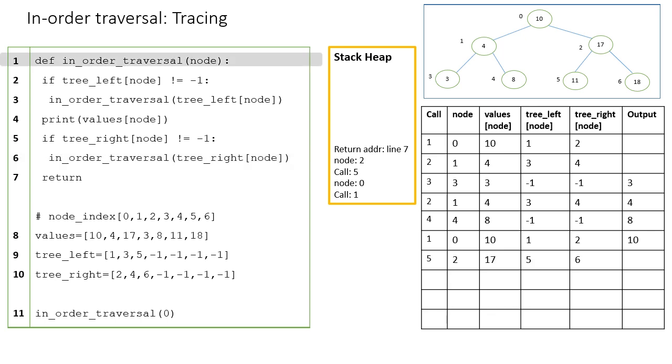So inside that function call, we check to see if the tree left node doesn't equal -1, which is true. Therefore, we make a 6th call to in-order traversal using left tree node here, which is what we're going to use as our value, which is 5.